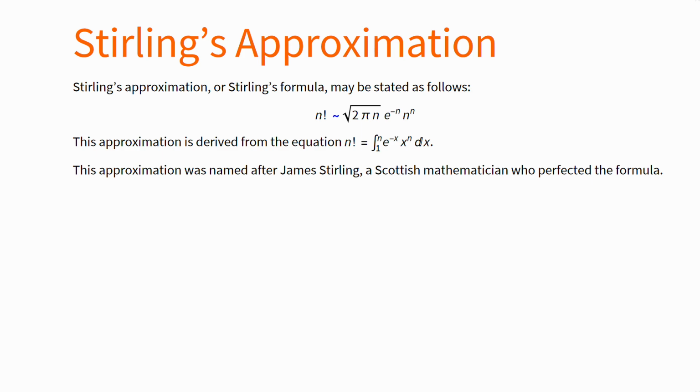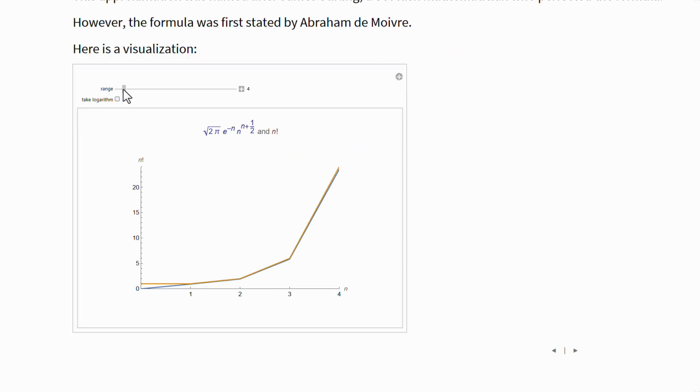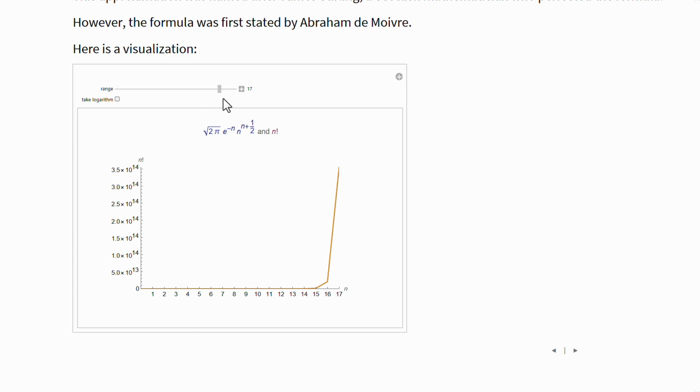This approximation was named after James Stirling, a Scottish mathematician who perfected the formula, but the formula was first stated by Abraham de Moivre. From the visualization, you can see this approximation is clearly good, especially for large values of n.